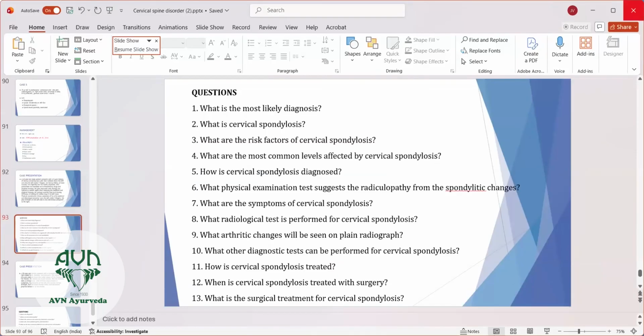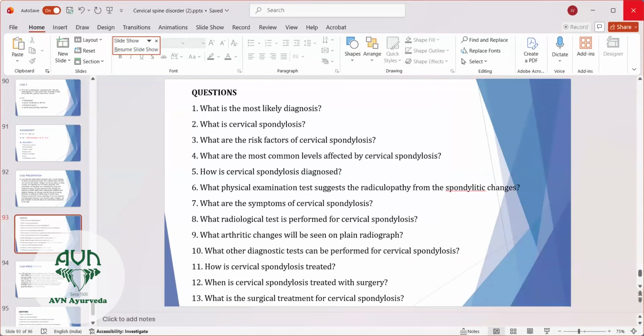How is cervical spondylosis diagnosed? We have to do the clinical examination, tests, and radiological examination, and we have to confirm the diagnosis. What physical examination suggests radiculopathy from the spondylitic changes? Usually, we do the pulling test, Spurling test, and the Hoffman test, like that. The Hoffman test mainly differentiates cervical myelopathy from cervical spondylosis.